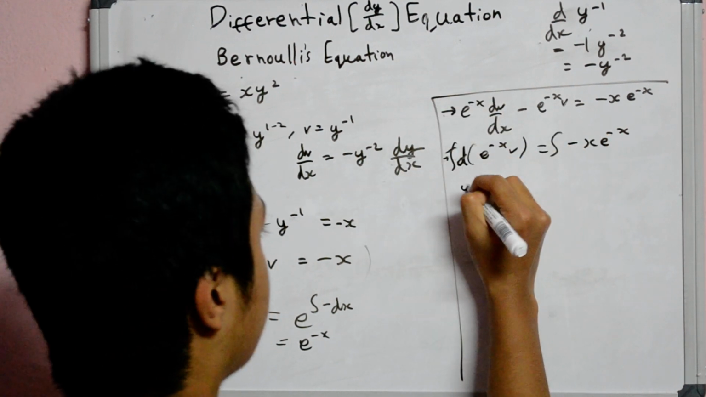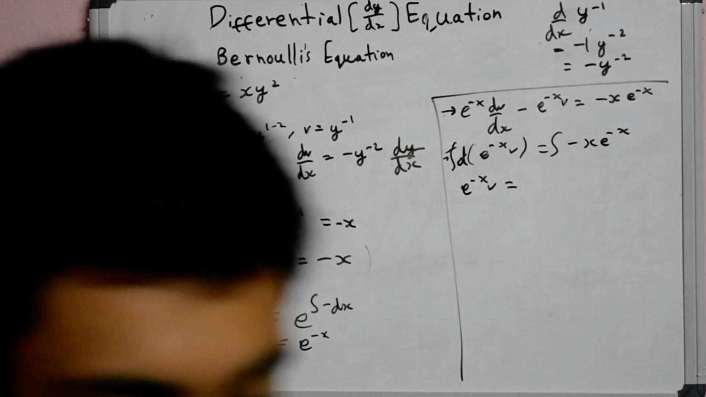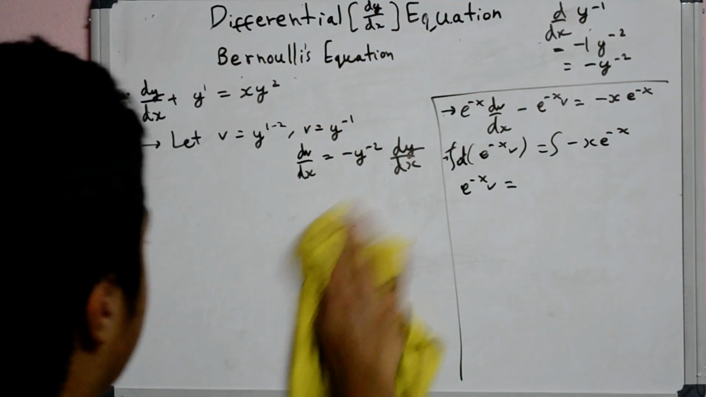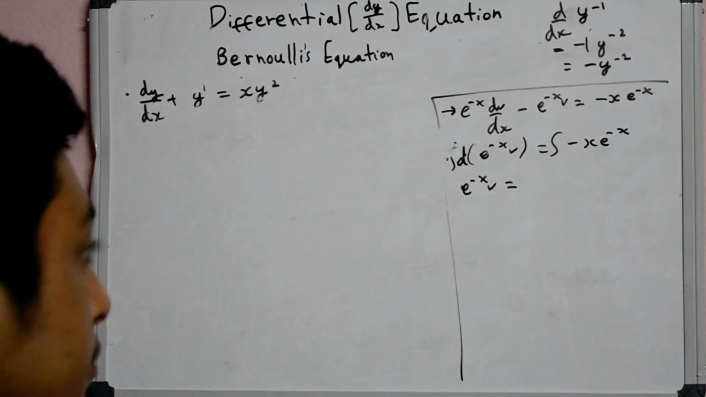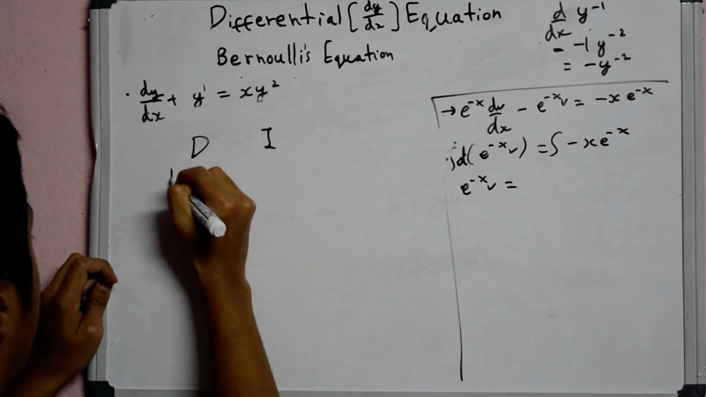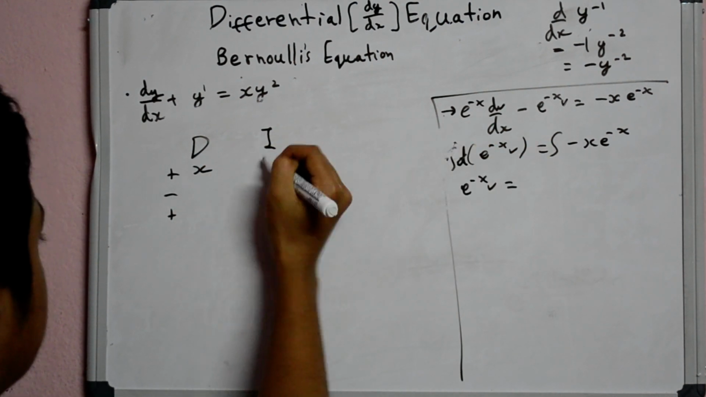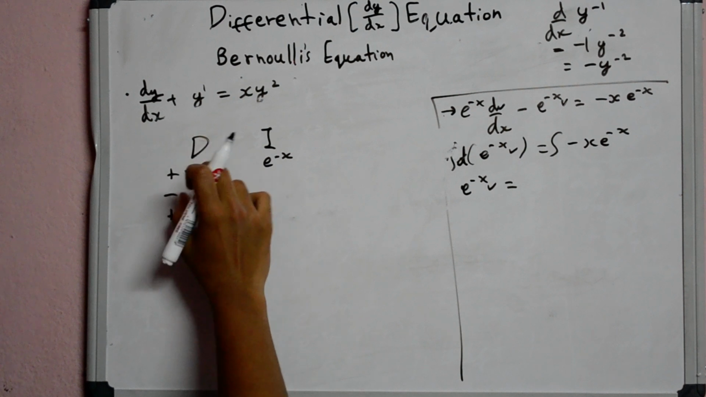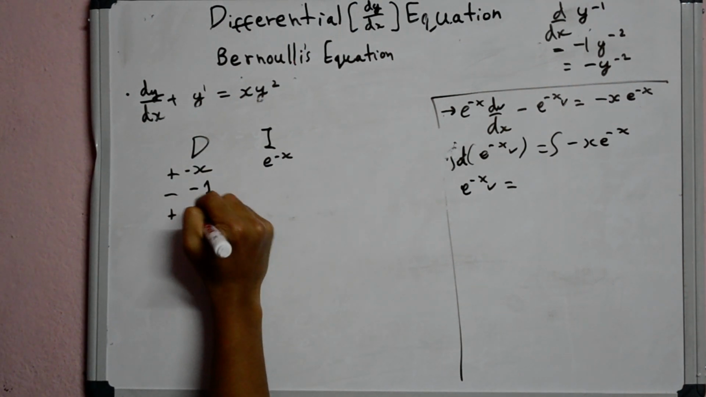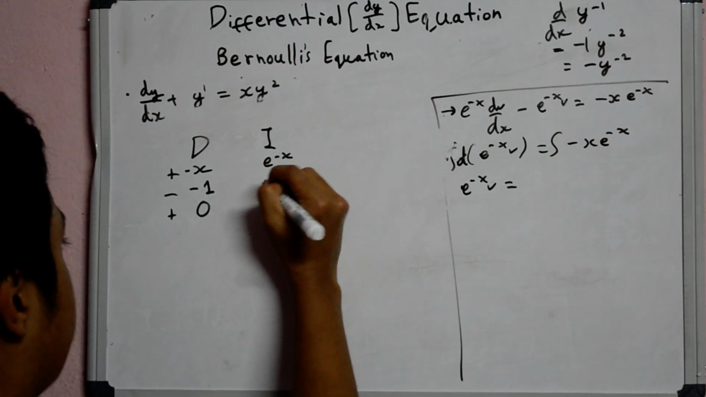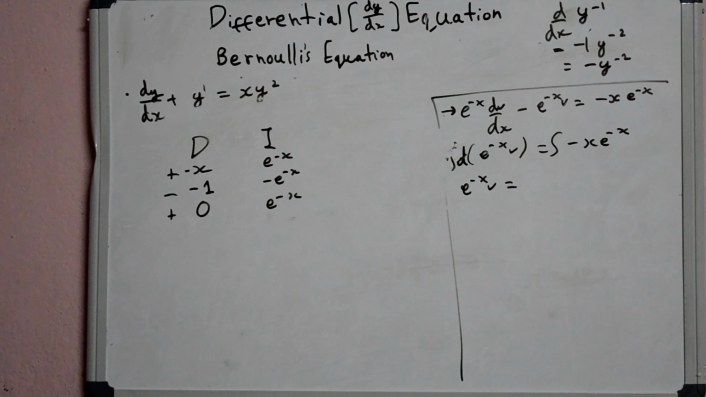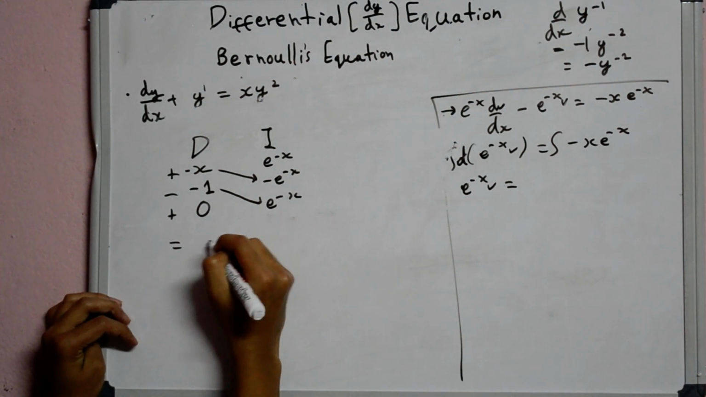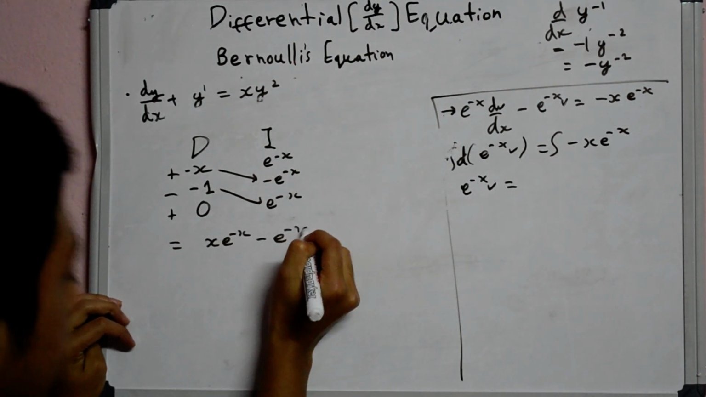The derivative and integration cancel. We have e to the power minus x v equals, well, what's the integration of x times e to the power minus x? Well, let's use the DI method to solve it. So here, DI, plus minus plus. Let's differentiate x and integrate e to the power minus x. The derivative of x is 1, then 0. Then the integral of e to the power minus x is minus e to the power minus x, then again minus e to the power minus x. So the answer will be this multiplied plus this multiplied. So this will equal minus x e to the power minus x minus e to the power minus x.